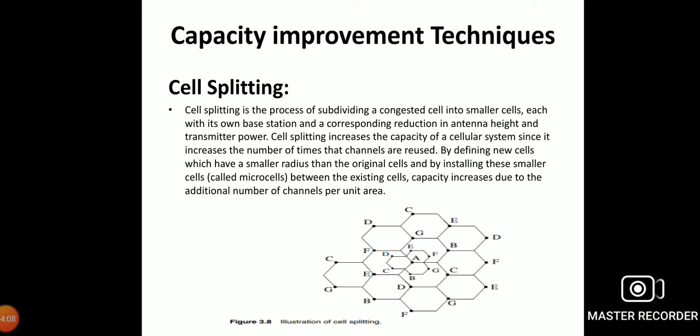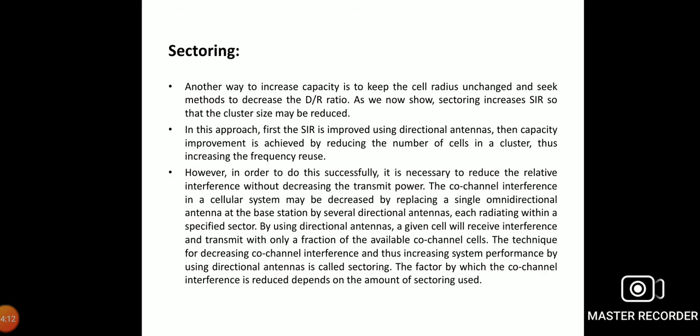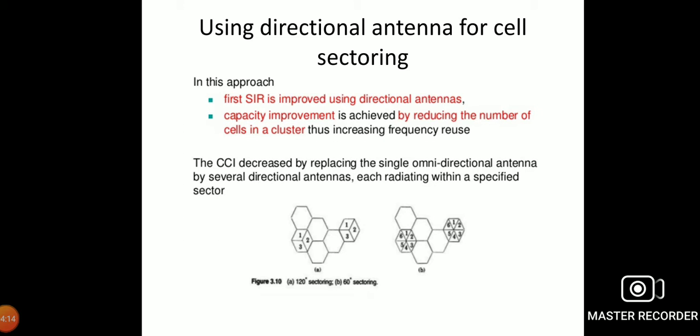Now we can move to cell sectoring. It uses directional antennas for cell sectoring. It is a technique to increase the capacity, but it keeps the radius of the cells constant. The size of clusters in the cellular region may be reduced because cell sectoring increases the signal to interference noise ratio.